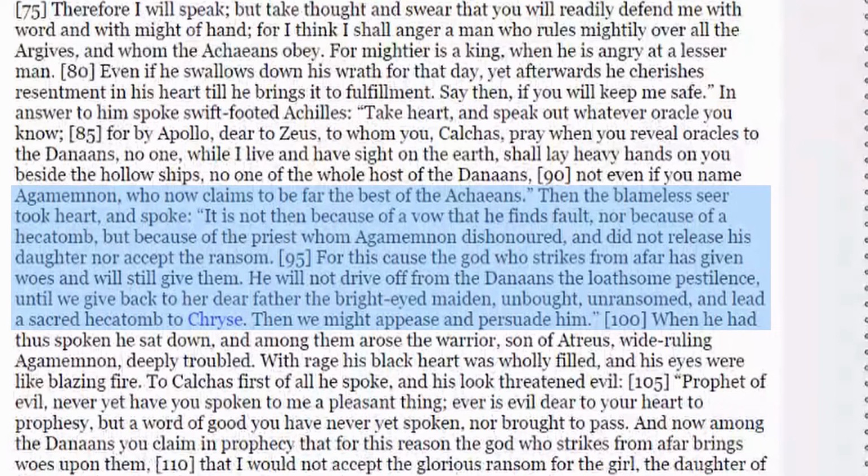And he says everything that the narrator prepared for us earlier. He basically says the priest of Apollo was dishonored. Apollo was angry, and he won't get rid of this loathsome pestilence until we give the daughter back to the priest without even ransom, no ransom this time. And we also have to dedicate a sacred hecatomb. That's a sacrificial offering to Apollo. And then we might appease and persuade him.